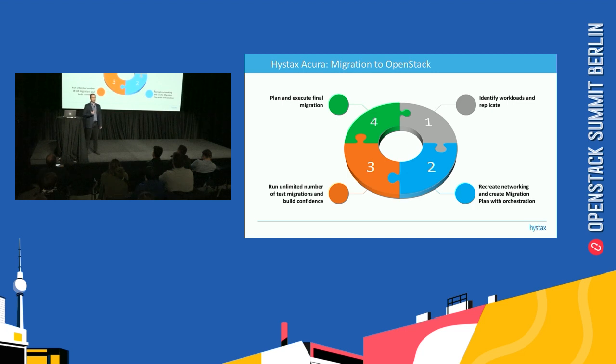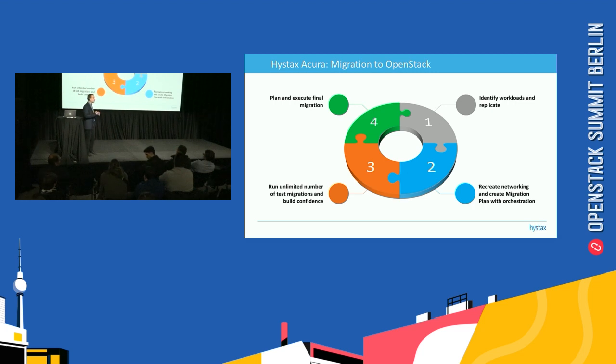Okay, so let me briefly tell you how we do it at Highstacks, because we have a solution which does fully automated migration from any types of workloads to OpenStack. Usually with our customers, we do it in four stages, or four steps. The first step, we identify what workloads we need to migrate, as on the previous slide, and we start the replication of the data. We deploy agents, we start the replication, and it goes in the background. At the same time, we can proceed with the second step, where we recreate the network settings.